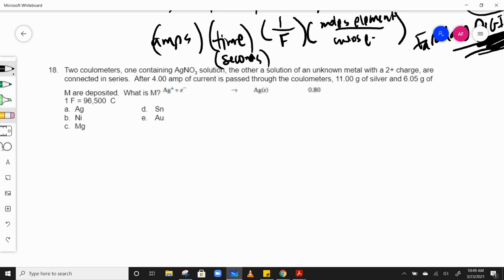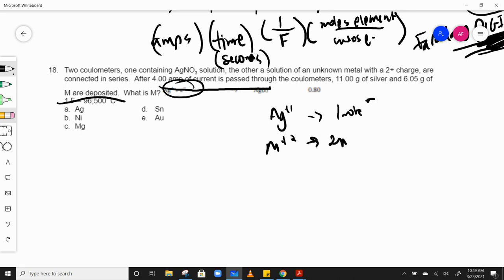After 4 amps of current is passed through the coulometer, 11 grams of silver and 6.05 grams of M are deposited. What is M? You actually don't need to know this. Well, I guess you do need to know that silver is +1, so you're only having 1 mole of electrons for each silver, whereas the M is +2, so you're having 2 moles of electrons.